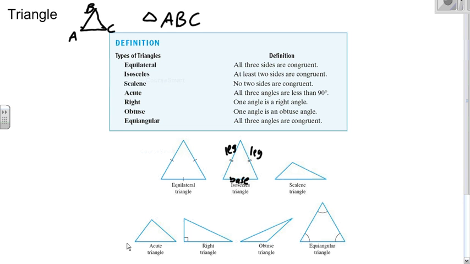An acute triangle has 3 acute angles, 3 angles that are all less than 90. A right triangle has a right angle in it, 1 90-degree angle. And an obtuse triangle has 1 obtuse angle. In the right triangle, the side that's across from the right angle is called the hypotenuse. And the other 2 sides are called legs.